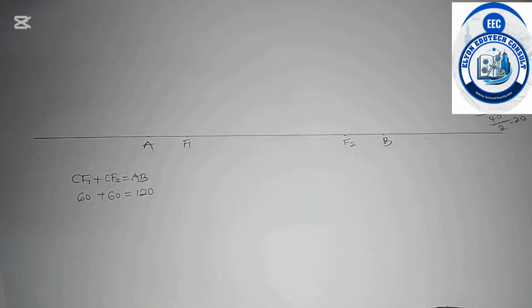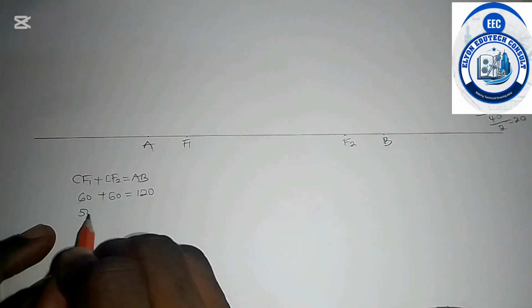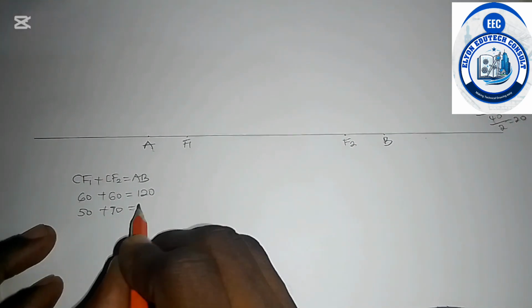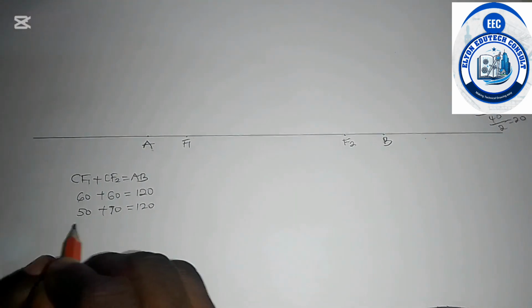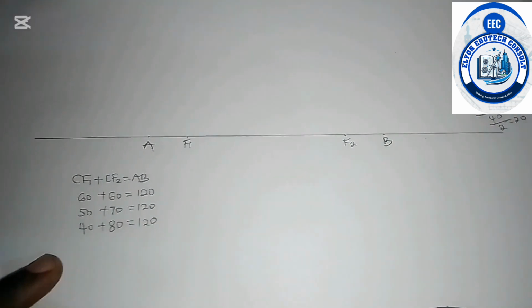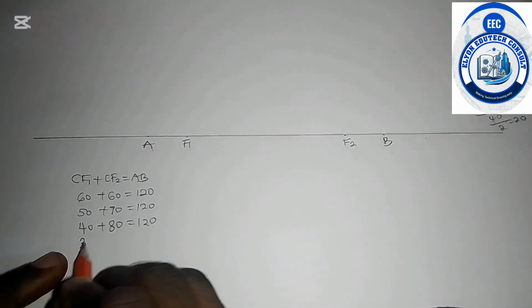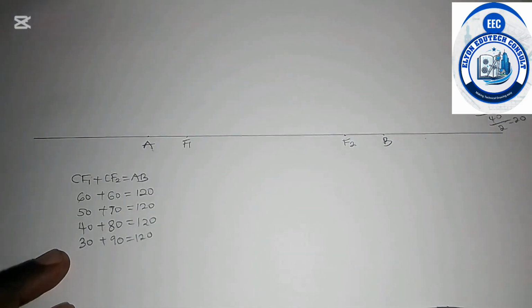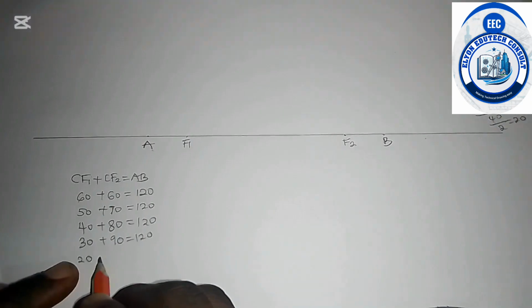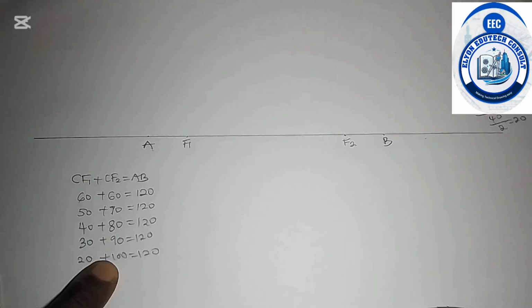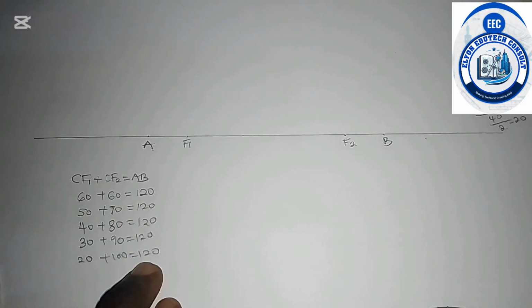I can choose to have as many points as I can, so let me just have 5 points. If I have 50 plus 70, that will give us 120 for another point. Then 40 plus 80 will give me 120, another point. Then 30 plus 90 will give me 120. Lastly, 20 plus 100 will give me 120. So as this side decreases, this side increases, and the two always give us 120.